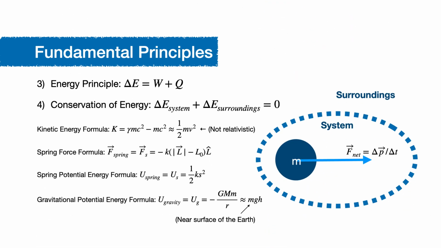Also in this lab, I'll be using the energy principle and the law of conservation of energy. The energy principle tells us that the energy of a system is the energy already in the system, known as heat and denoted as Q, plus the energy given to or removed from the system by its surroundings, known as work and denoted as W.